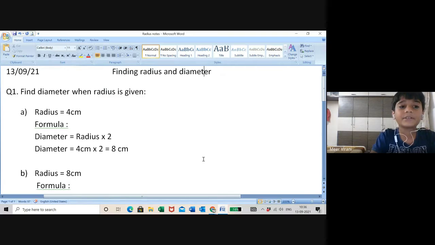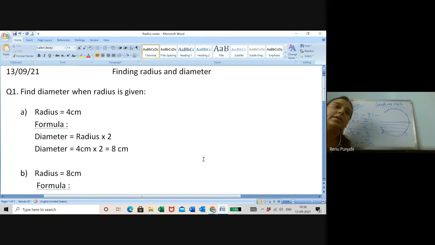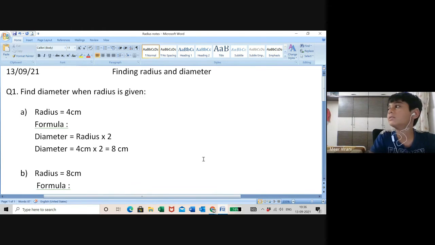A radius. A diameter value is not here. The question is finding the diameter. You have to give me the radius. So, ma'am, the radius is 200 centimeter.